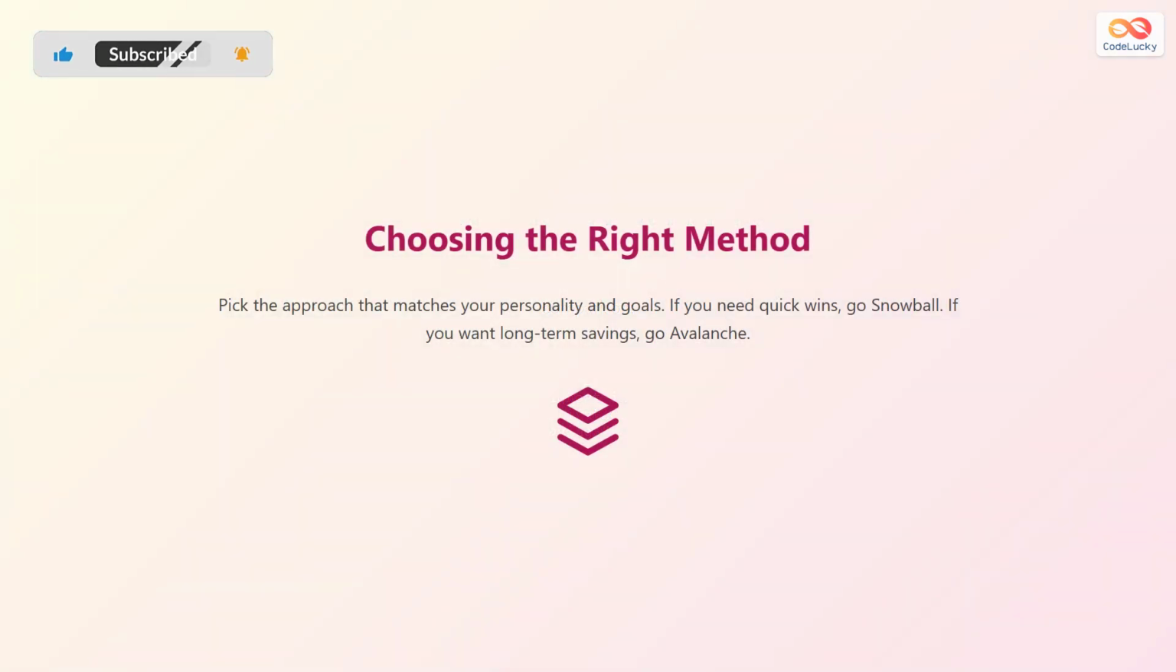If you need motivation through quick progress, the snowball method may be right for you. If you want to save the most money in interest and can stay disciplined, the avalanche method is a better fit. Understanding your goals will help you pick the best strategy to become debt-free.